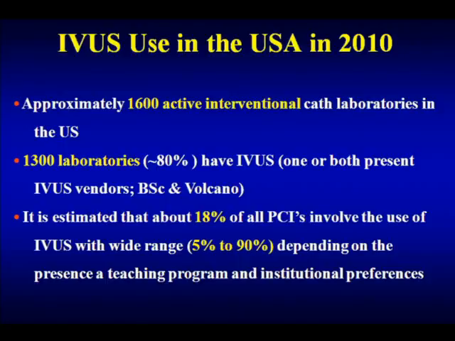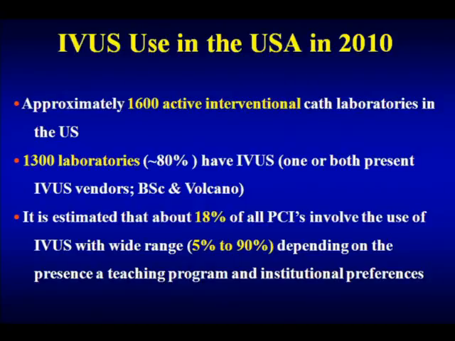It is estimated, based on catheter sales, that IVUS use in the country is going up. It used to be about 4-5%, and it seems to be around 18-20% of all PCIs now being done using IVUS. Clearly there is a wide variation, from 5% to 90%, and Japan is probably the highest user in the world. It is said that 88% of PCI in Japan is done with IVUS, and in the United States, I would say it is about 20%.